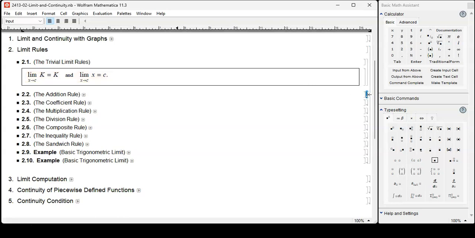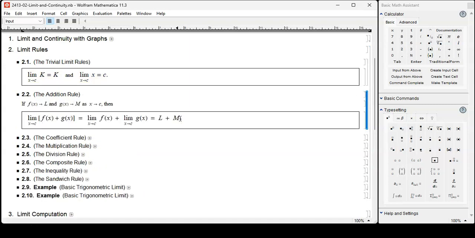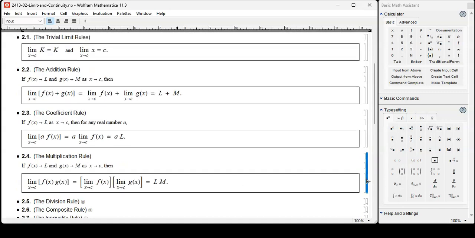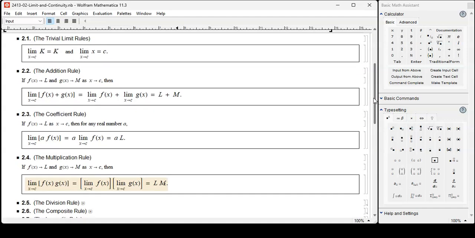Some further rules. Addition rule: the limit of a sum is the sum of the limits. Coefficient rule: we can multiply the coefficient before or after, it doesn't matter. A little bit more generalization, the multiplication rule: the limit of a product is the product of the limits. You can consider this A as a limit. In that case, you can consider the coefficient rule as a special case of the multiplication rule. In any case, all those are natural.